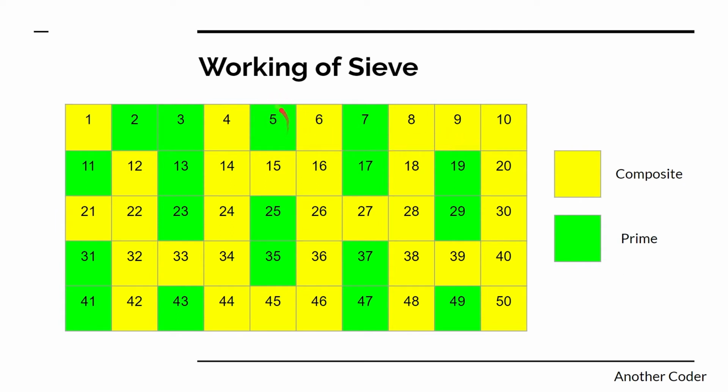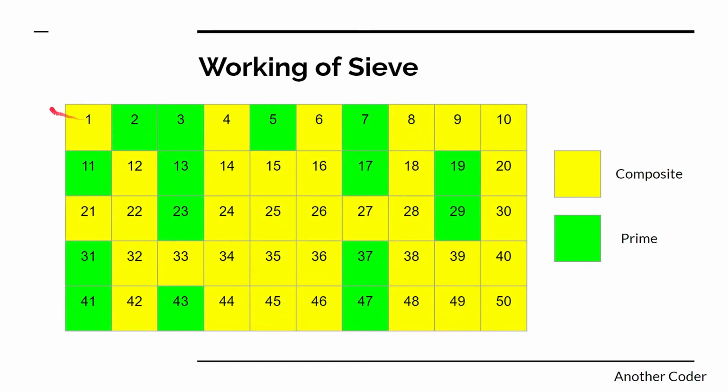Now we move on to the next prime number, which is 5. Again, we mark all the multiples of 5 as non-prime or composite. The multiples of 5 which are not marked are 25 and 35, right? So we mark these numbers as composite. Now again the same process goes on, and we move on to 7, because 6 is already composite. 7 is the next prime number, and we mark all the multiples of 7 as composite. The only multiple remaining is 49, which is a multiple of 7, and it is marked as prime right now. So we mark this also as composite.